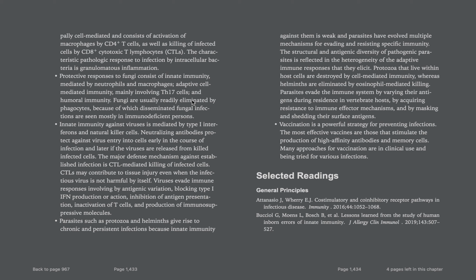The protective response to fungi consists of innate immunity mediated by neutrophils and macrophages, adaptive cell-mediated immunity mainly involving T helper 17 cells, and humoral immunity. Fungi are usually readily eliminated by phagocytes, because of which disseminated fungal infections are seen mostly in immunodeficient persons.